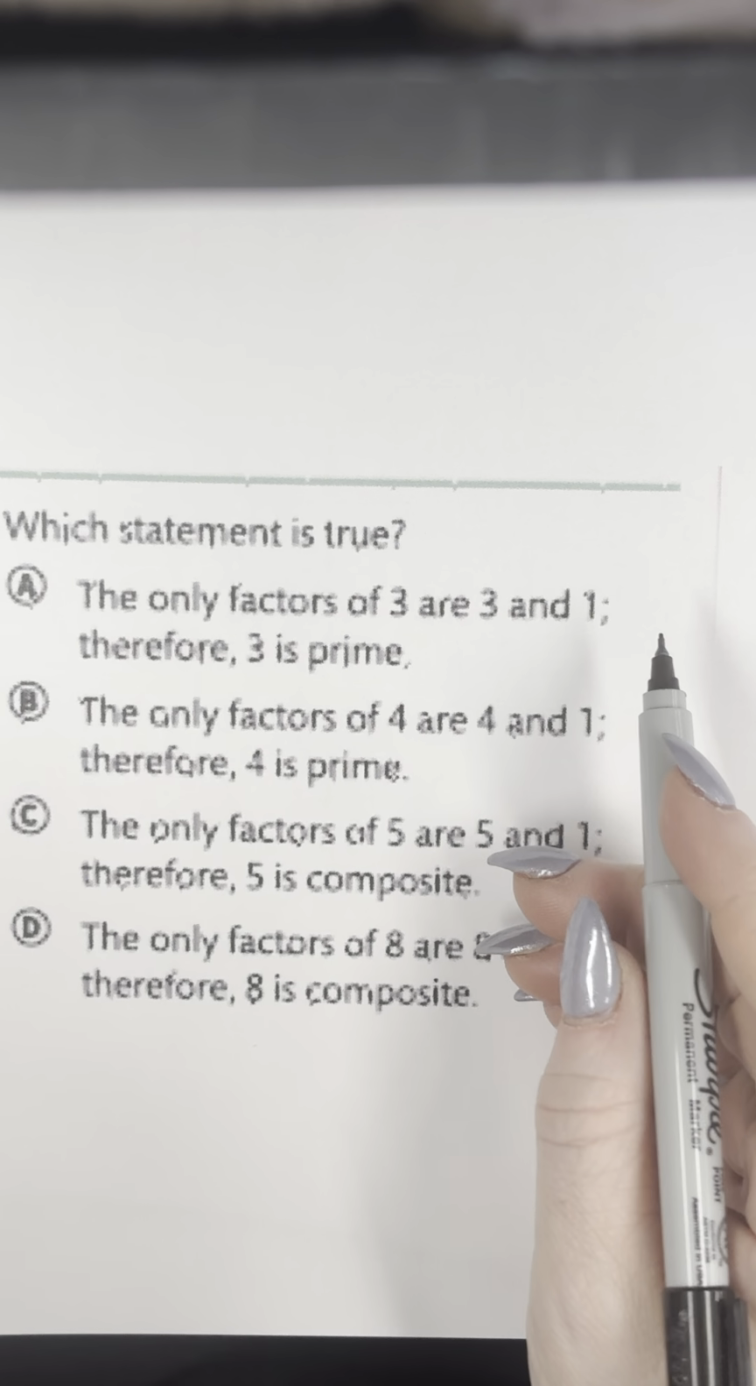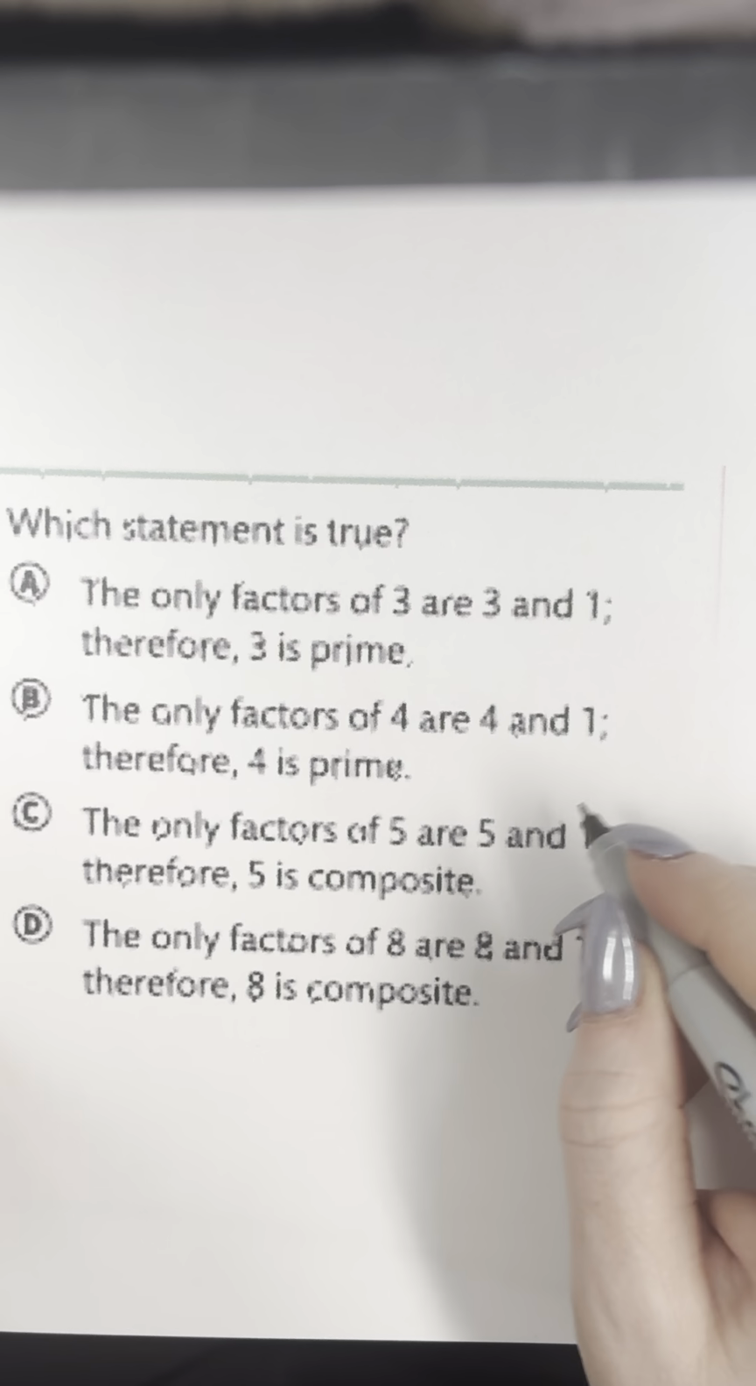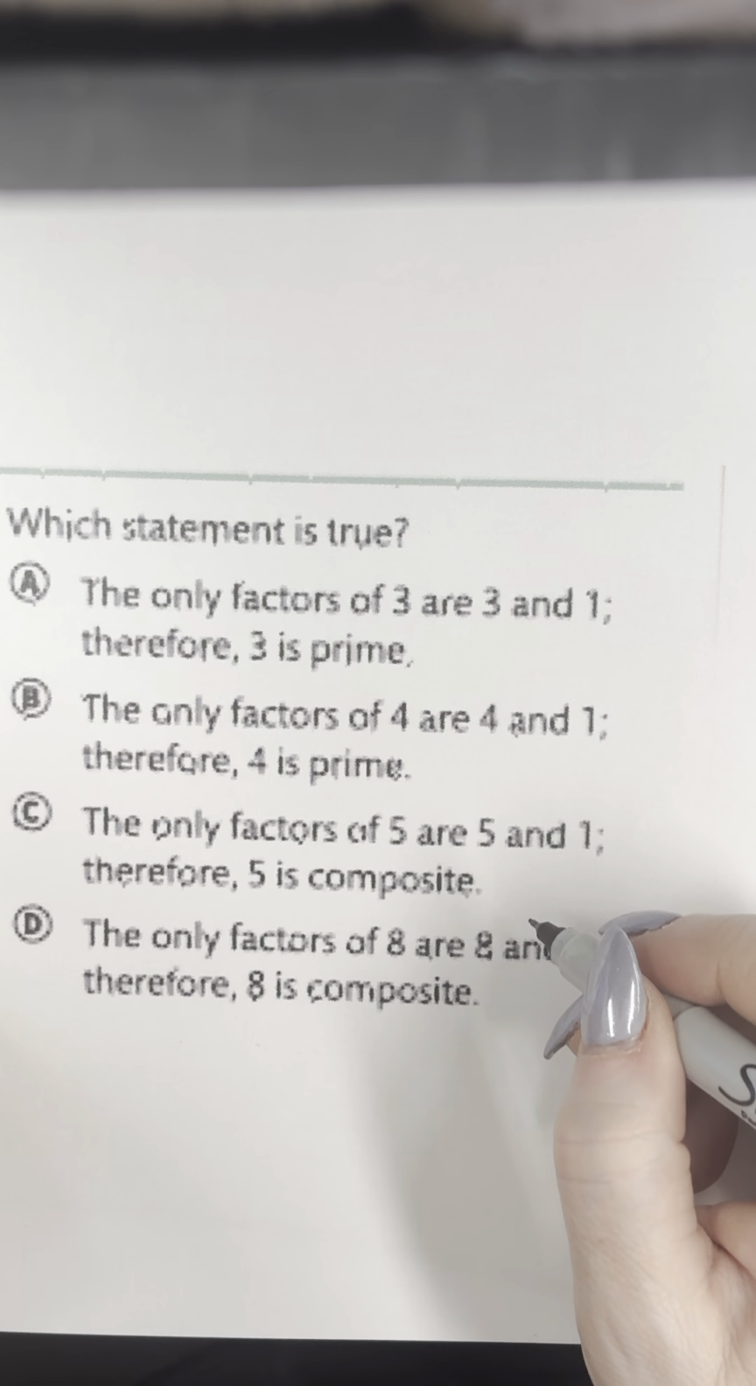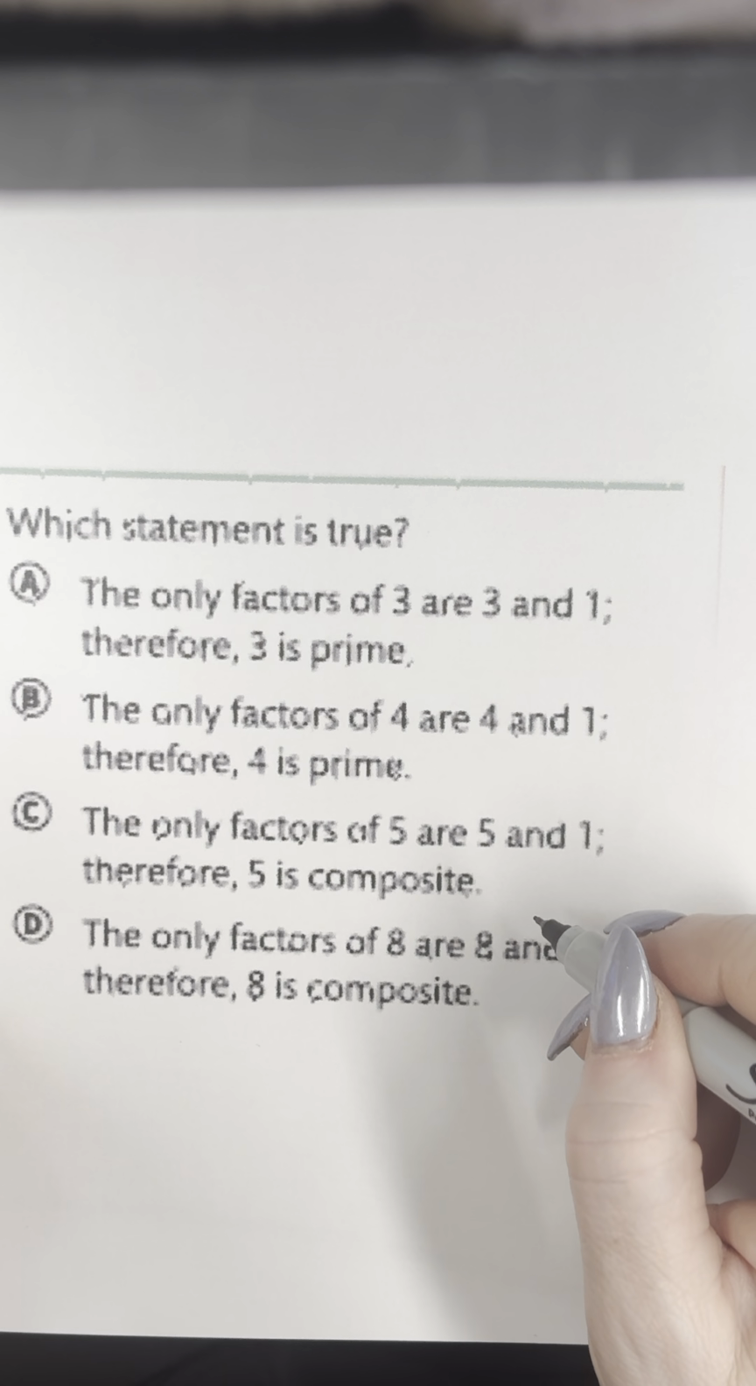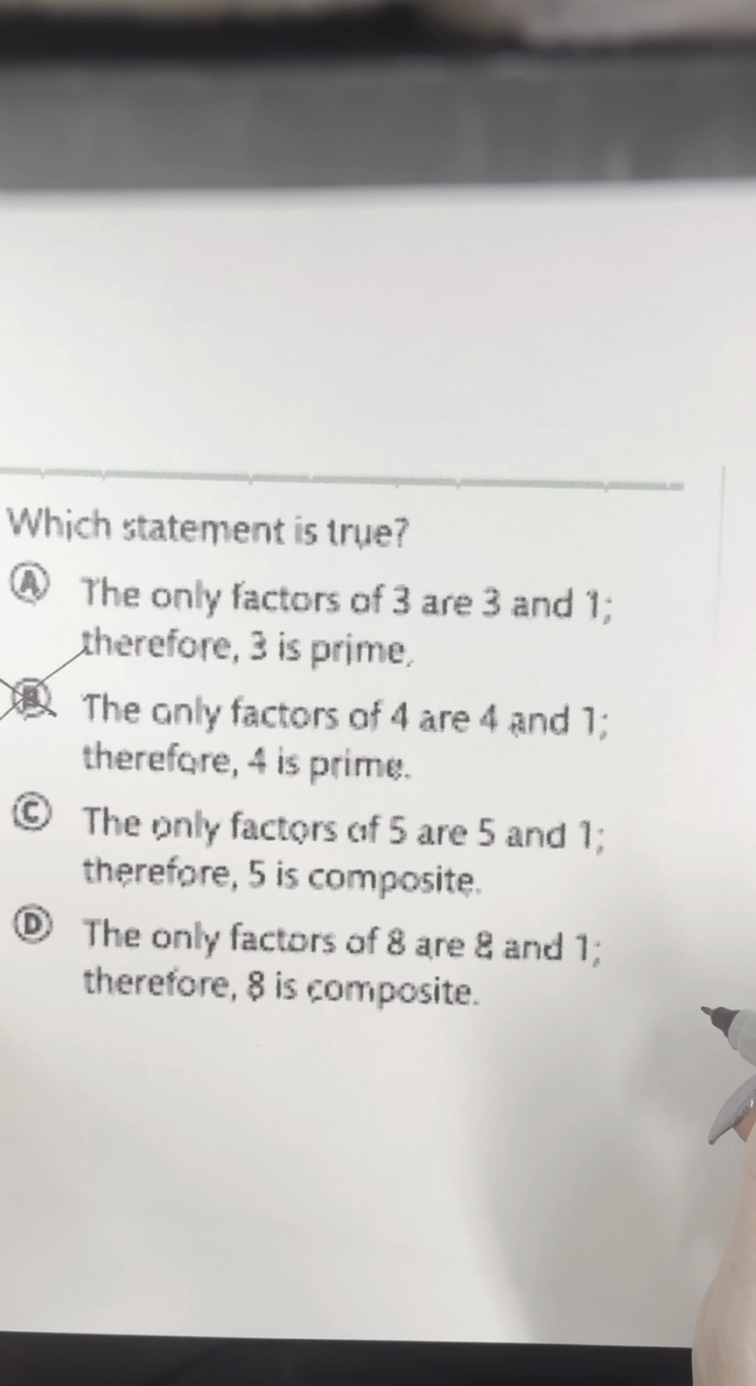Therefore, 3 is prime. Well, I believe that, so I'm going to put a dot there because that's a maybe, okay? The only factors of 4 are 4 and 1. Therefore, 4 is prime. But what about 2 times 2? Sorry, B, you're out. The only factors of 5 are 5 and 1. Therefore, 5 is composite. Well, I know composite means more than one factor pair, so sorry, 5, you are out because 5 is a prime number.